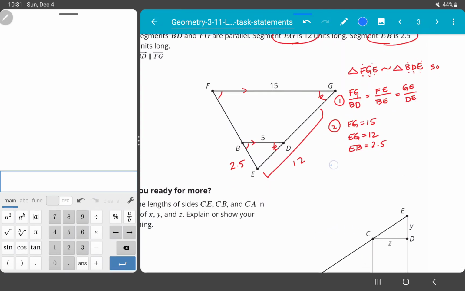So let's start plugging in some information and see what we've got. FG, we can replace that with 15. BD, we don't know what BD is yet. FE, we don't know that one yet. But BE, we know BE is 2.5. And then GE, we know that one's 12. And then DE, we don't know that one yet.